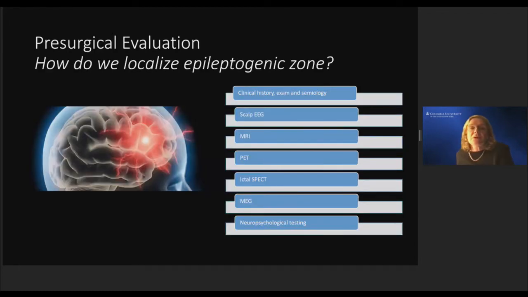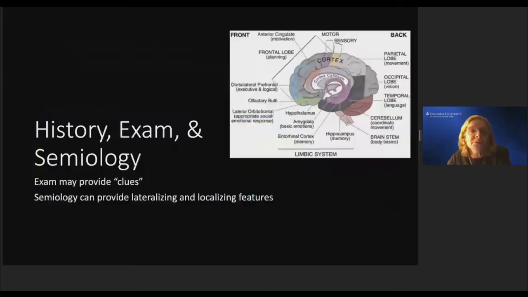So how do we localize the epileptogenic zone? What you can see here on the slide is that we integrate multiple components: the exam, the history, the semiology, scalp EEG, MRI, PET, ictal SPECT, MEG, and neuropsychological testing. And the case nicely demonstrates the integration of all of these components to help us better understand where the epileptogenic zone is and what our hypothesis is. So in my remaining minutes, I'm going to be going through each of these in a little bit more detail.